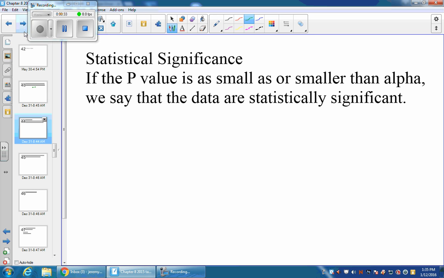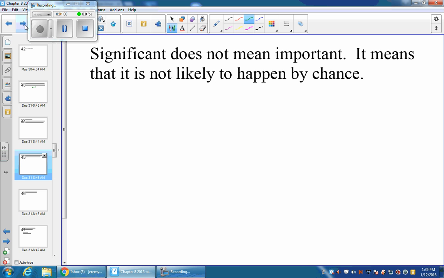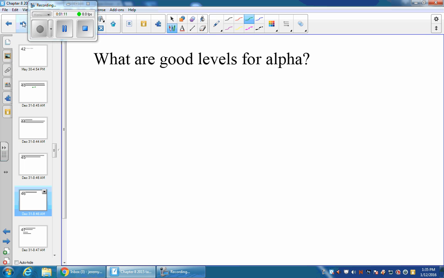Now, statistical significance. If the p-value is as small or smaller than our alpha, we say that the data are statistically significant. People use the words statistically significant all the time, and not everybody knows exactly what they're talking about when they use that word. What they're actually talking about is the p-value that we learned in our previous lesson. It has to be lower than our alpha level. So let's see what that means. Now, significant doesn't mean important. It just means it's not likely to happen by chance. We have another video to explain that in more detail.